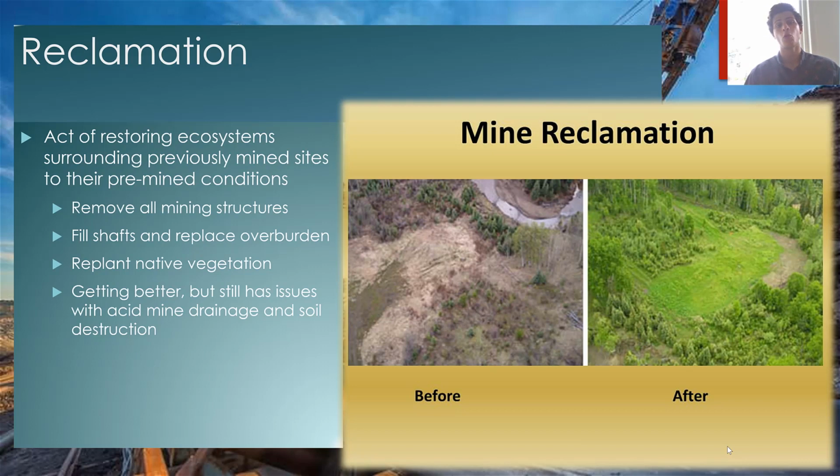That material is then returned. We replant native vegetation as a way to basically rebuild that ecosystem. And in most cases, we are getting better at our ability to reclaim ecosystems that have been damaged by mining. But acid mine drainage is still a major issue in these areas just because of all the exposed sulfur and other toxic chemicals that are associated with the mining process.